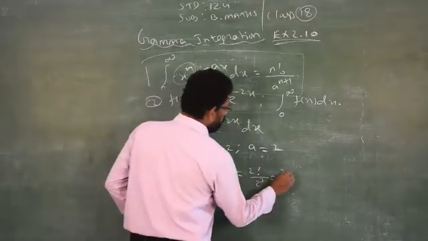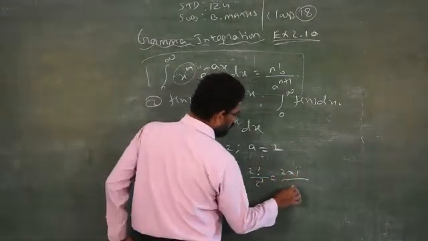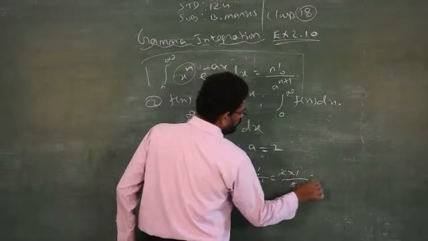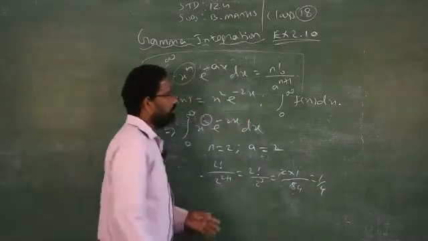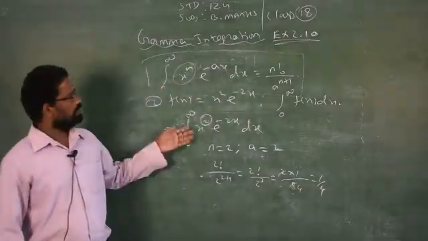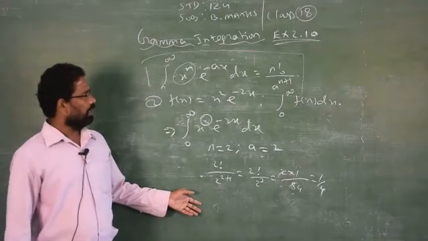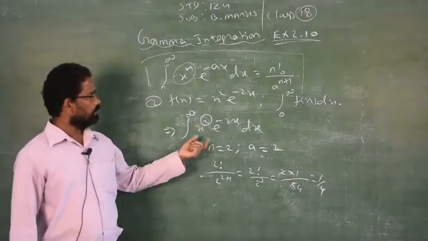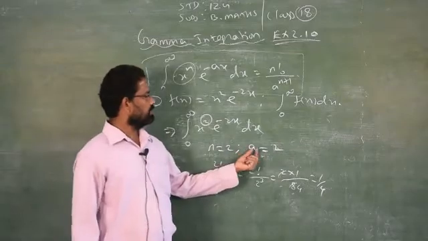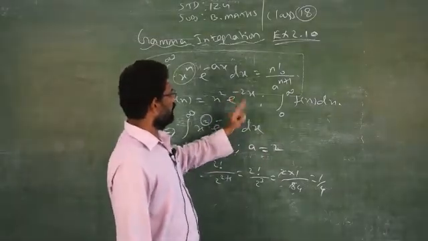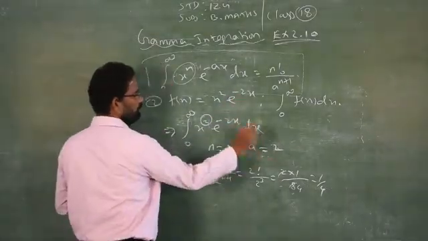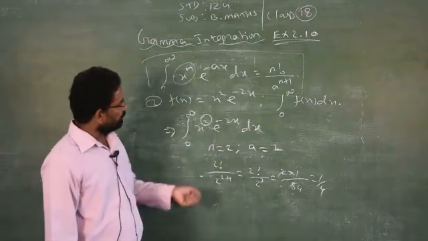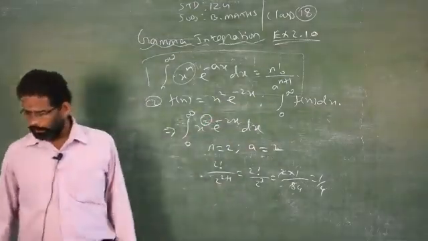How do you simplify? 2 into 1, 2 power 3 is nothing but 8, so 2 by 8 is 1 by 4. So you will get 1 by 4. So simplify and write. This is a very simple exercise, and remember, most of you are taking a as minus 2 because it is given minus 2. If you take minus 2, you will get a wrong answer. Be careful, always take the positive value.